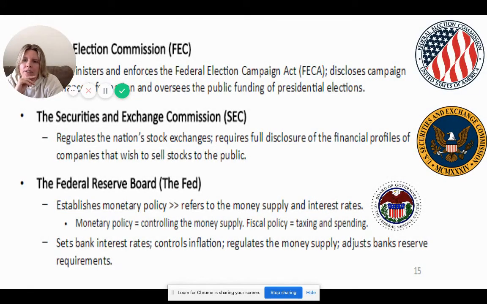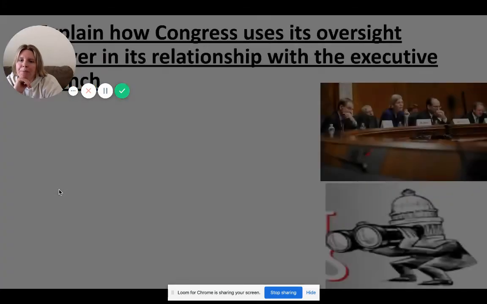Again, these are some agencies that are mentioned specifically: the Federal Election Commission, the Securities and Exchange Commission, the Federal Reserve Board. These top two are basically commissions that are in charge of enforcing laws. And then the Federal Reserve, we know, is in charge of monetary policy.